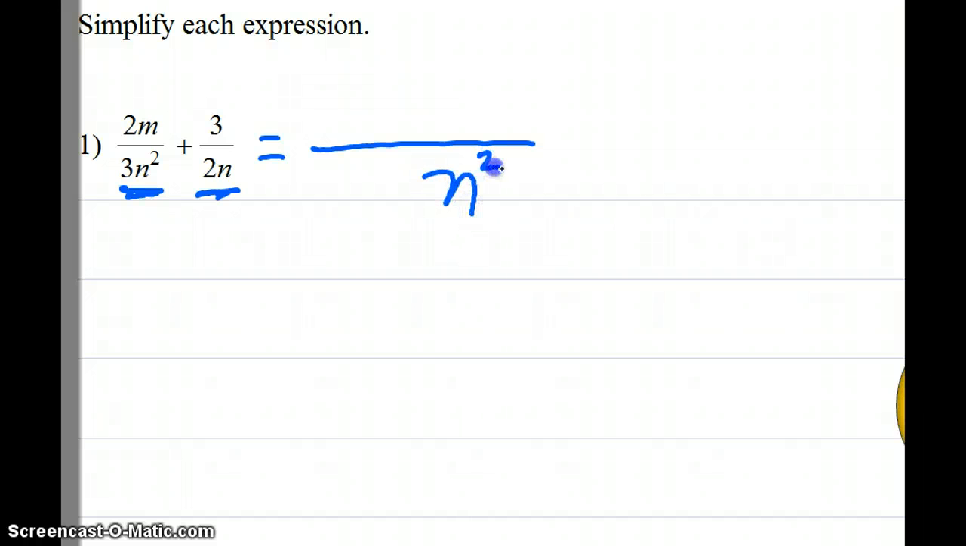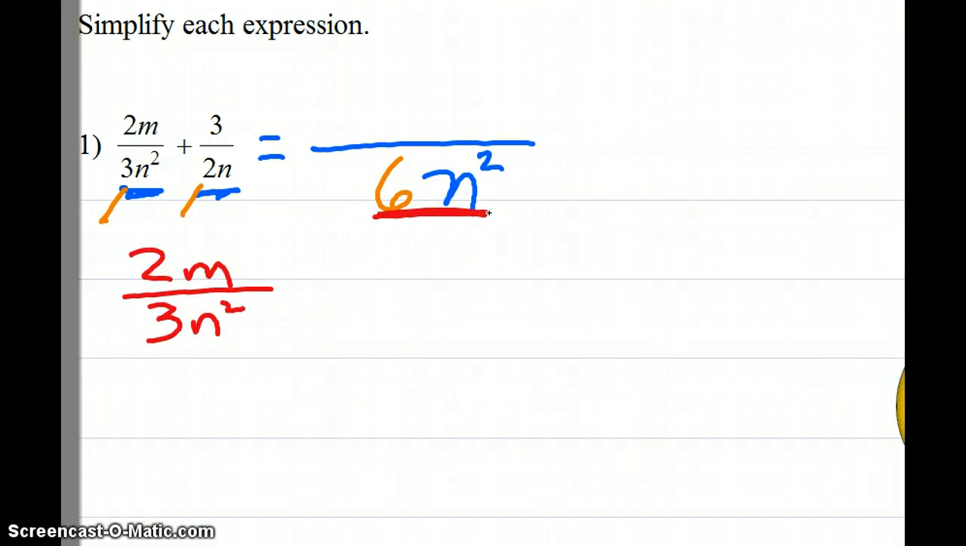If I make n squared my common denominator, then what number do 2 and 3 both go into? And that answer should be 6. So our common denominator for this variable is going to be 6n squared. So when we talk about how we change a fraction like 2m over 3n squared, how do we change it so it looks common here?